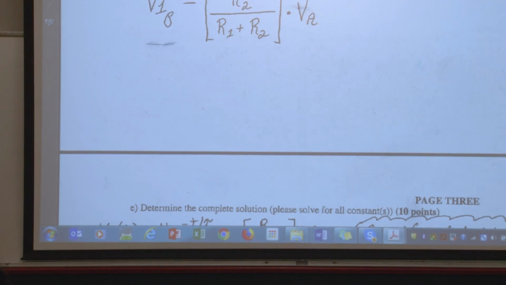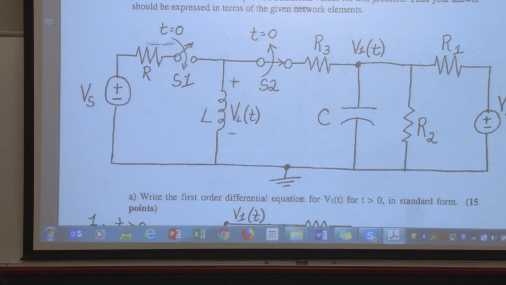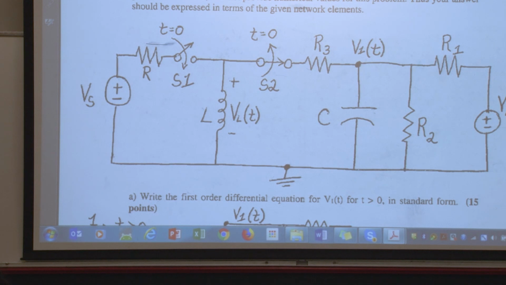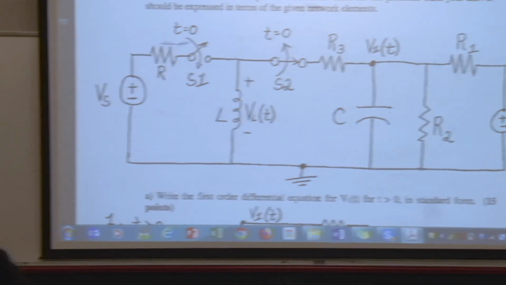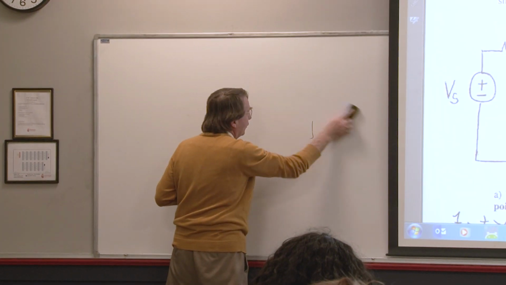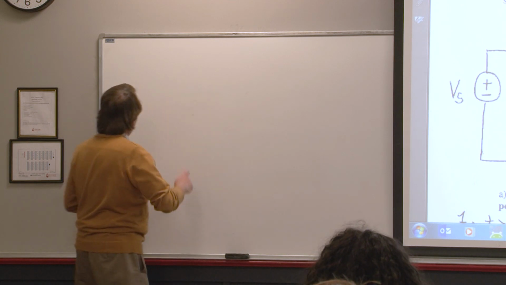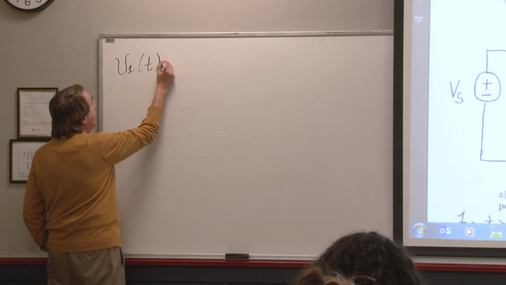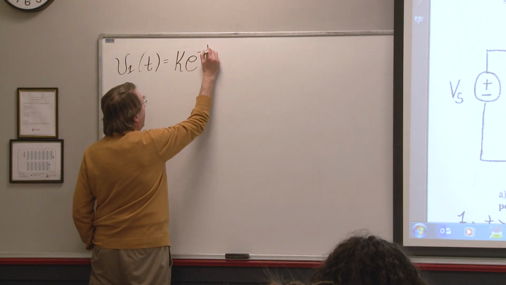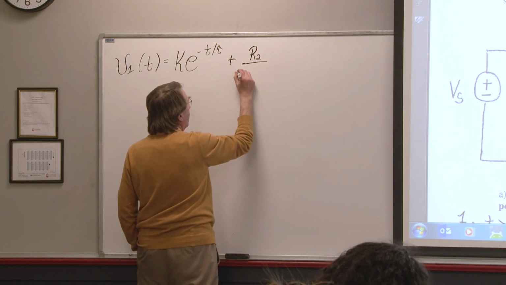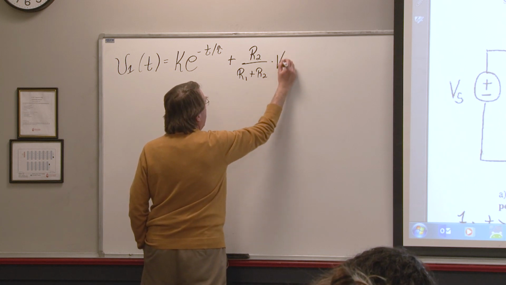Okay. Now, it says determine the complete solution. So I say, okay, wait a minute. I got to determine the complete solution. Now, in the meantime, I want to put this up again. So I'm going to walk over here to this side of the board, and I'm going to say, all right, what do I know so far? I know that for a first order differential equation, the total solution is the homogeneous plus the particular. So what I have is V1 of t is the homogeneous Ke to the minus t over tau plus the particular, which is R2 over R1 plus R2 times VA.